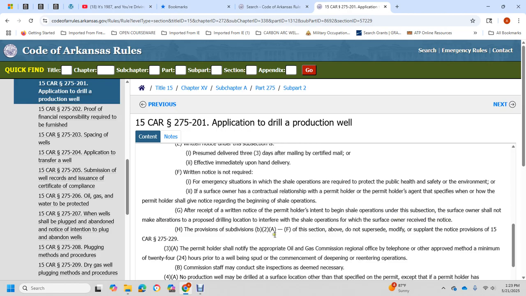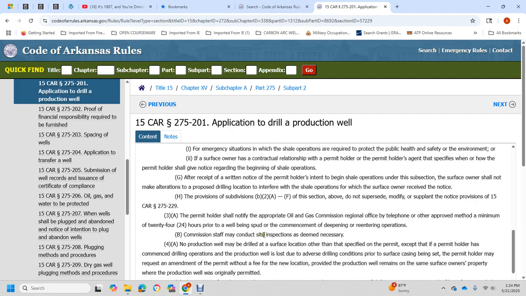Owners receive the notice. Provision subdivision B2A through 5 of the section above is not superseded but modified. Notice provisions, Title 15 Code of Arkansas Rules 275-229: the permit holder shall notify the appropriate Oil and Gas Commission regional office by telephone, in an approved method, a minimum of 24 hours before well spudding, commencement of deepening, and re-entering operations. Commission staff can conduct a site inspection if deemed necessary.